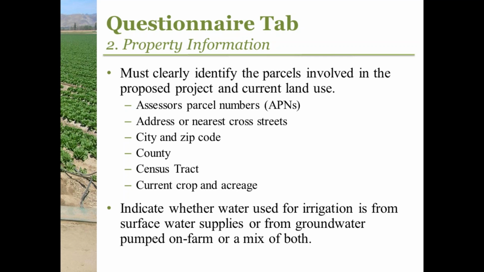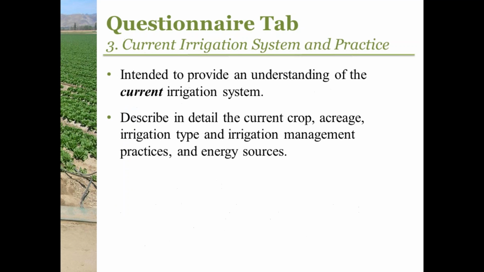We'll also need the city and zip code, the county, and the census tract. Of course, we're going to need the crop type that you're using, and the acreage. Keep in mind the census tract is available. There's a link within the FAAST application when you're filling that out that will help you find that information. So you're also going to need to indicate whether water used for irrigation is from surface water supplies or groundwater pumping, or if it's both.